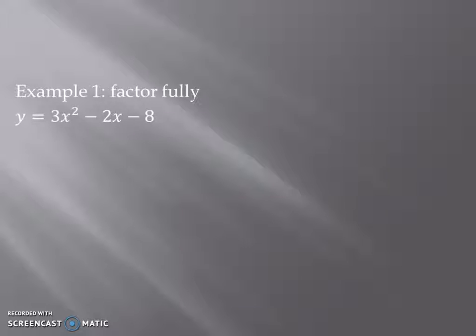Alright, factor fully. This is our trinomial question right here, and right now we can see this is not a simple trinomial, it is a complex trinomial because a equals 3 instead of 1. So what do we do here? Well, we first have to find what multiplies to a and c. We see the number 3, and we have the number negative 8. So 3 times negative 8 is negative 24. So we have to find a number that multiplies to negative 24. And yes, you always have to multiply the a and the c together in complex trinomials to find the number you have to multiply to.